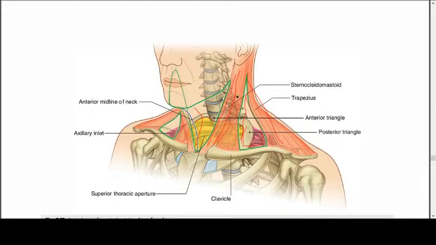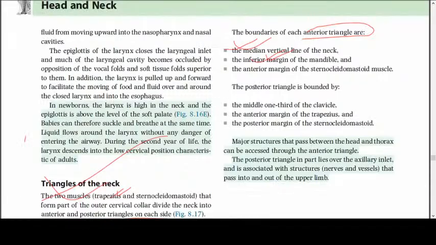So what are the boundaries of the anterior triangle? We can see them by looking at this figure. Laterally there is the anterior border of the sternocleidomastoid muscle, superiorly there is the inferior portion of the jaw or mandible, and medially there is the imaginary median vertical line. These are the boundaries of the anterior triangle: the median vertical line of the neck, the inferior margin of the mandible, and the anterior margin of the sternocleidomastoid muscle.